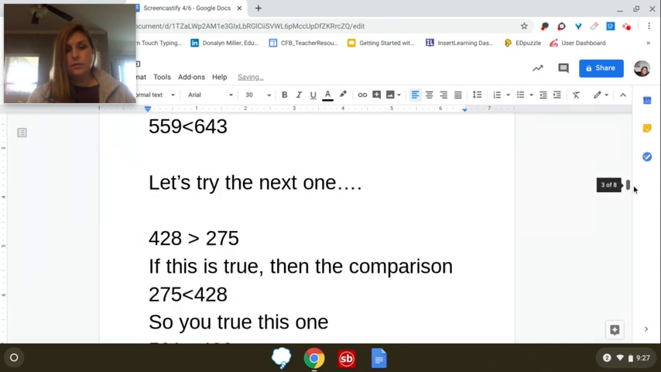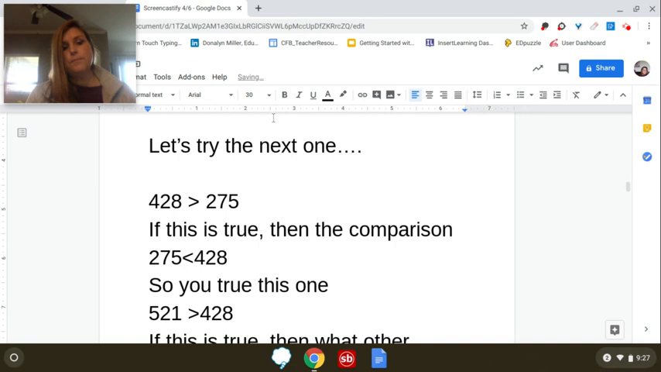Okay, let's try the next one. So 428 is greater than 275. If that's true, then 275 is less than 428 would also be true. Again, here, I did the same thing. I flipped the 275 and the 428, and then I flipped the sign.